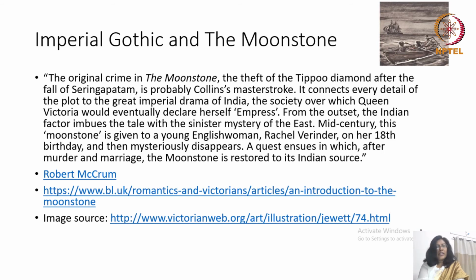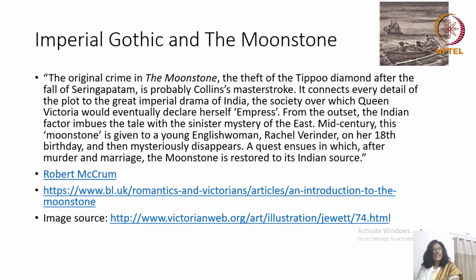The original crime in the Moonstone, the theft of the Tipu diamond after the fall of Srirangapatnam, is probably Collins's masterstroke. It connects every detail of the plot to the great imperial drama of India, the society over which Queen Victoria would eventually declare herself empress. From the outset, the Indian factor imbues the tale with the sinister mystery of the East.